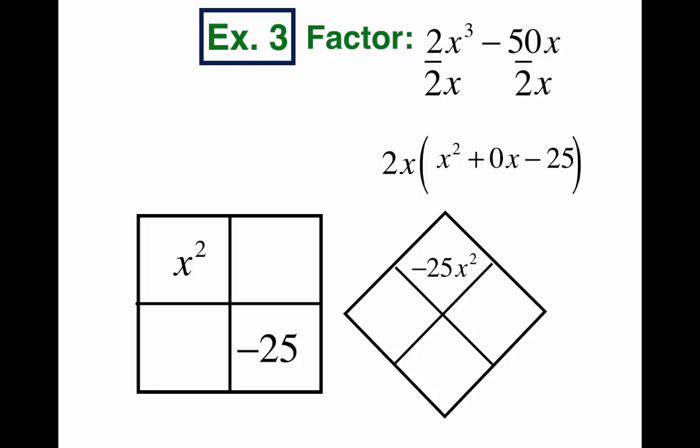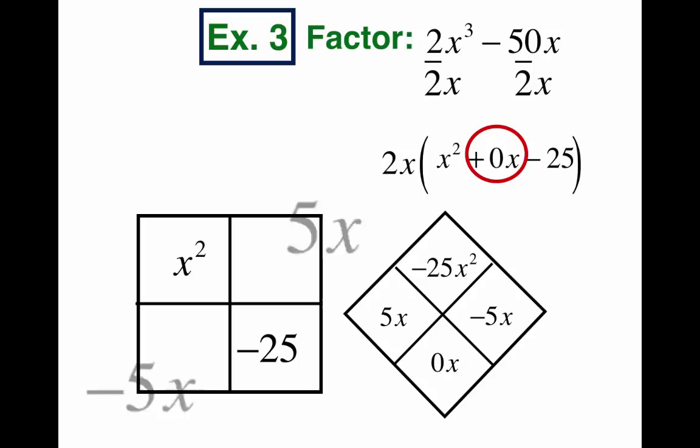On the bottom of the diamond, what would we put in the bottom? We're going to put that problem child, that 0x, that piece that was kind of missing. So we're going to put that at the bottom. And then we're going to multiply to negative 25, but add up to 0. Thinking 5 times 5, but we'll have to do a 5x and a negative 5x to get that 0. So 5x and negative 5x go in the boxes, and then we quickly go around the outside of the rectangle.